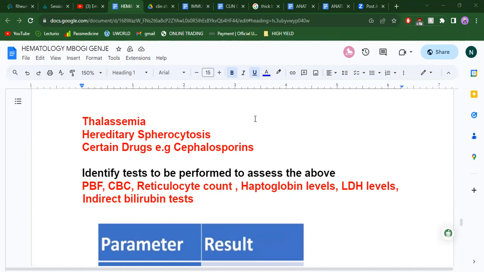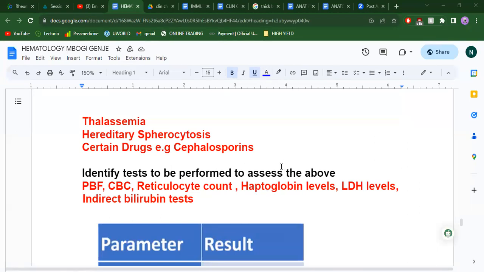Intravascular hemolysis is basically hemolysis within the blood vessels, and extravascular is outside of the blood vessels, most likely the spleen. So how will our retic count be in intravascular hemolysis? Increased, yes. Extravascular hemolysis, retic count. Increased, yes. So retic count will be increased in both.